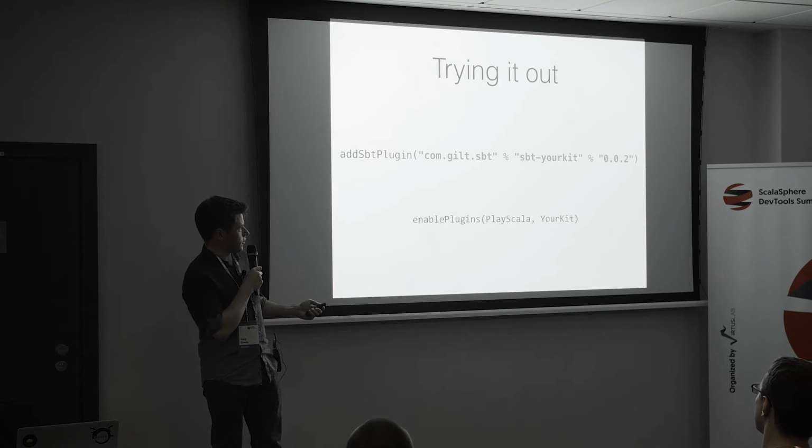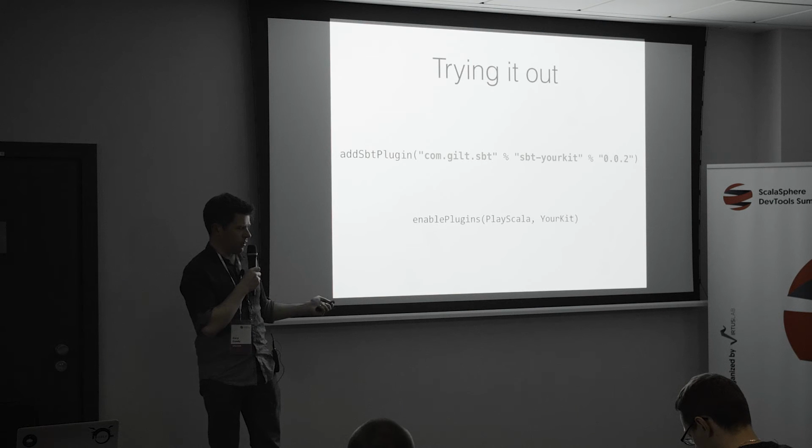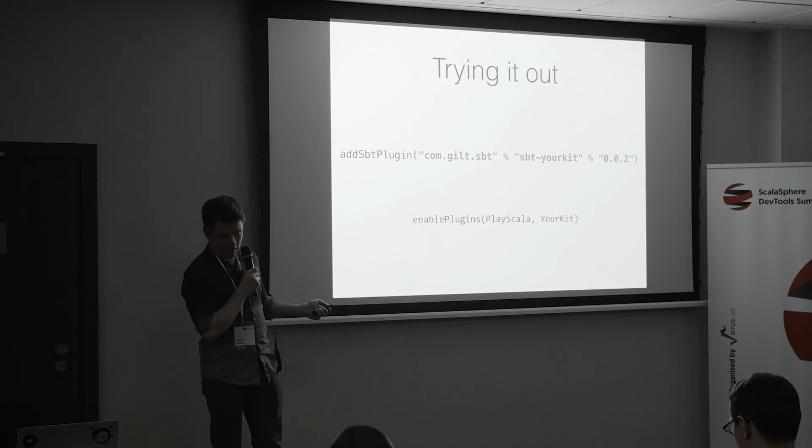So if you want to try it out, you basically do addSbtPlugin, blah, blah, blah, and you call enablePlugins. Say for example you want to enable URKit on your Play server. So enablePlugins(PlayScala, URKit), and this will modify your build so that URKit stuff is included.